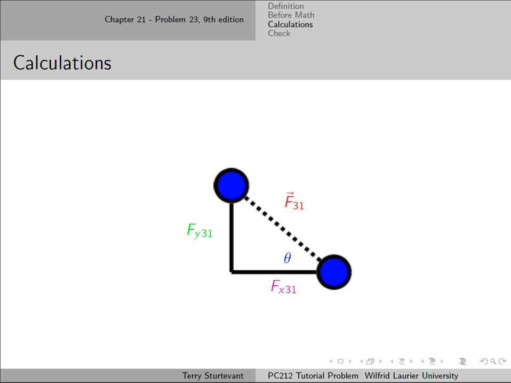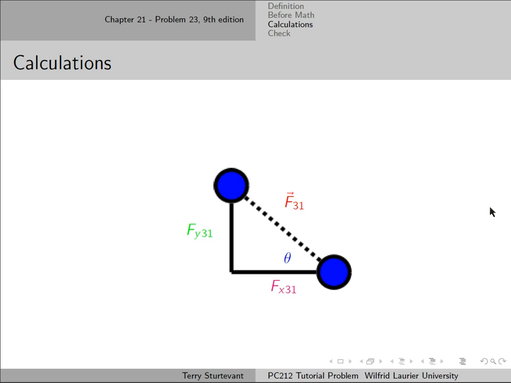If we look at the force on Q3 from Q1, then the magnitude of that force is proportional to the length of that hypotenuse. The x component of that force is proportional to the length of this side, and the component in the y direction is proportional to this side. So as we go back and forth between these two diagrams, these two similar triangles, the ratio between the distances and the forces will be the same.